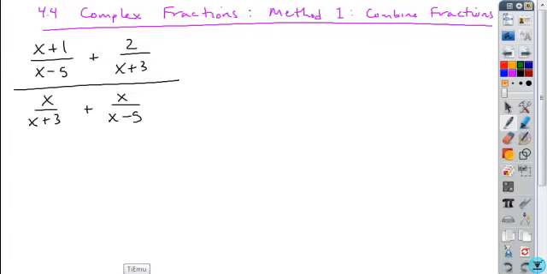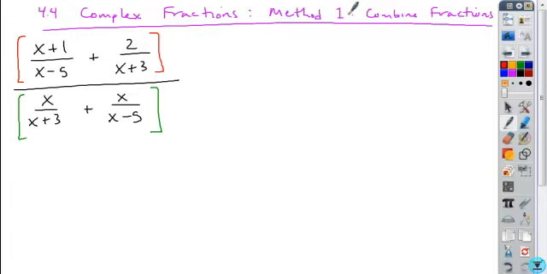Two different methods that you can choose from in order to work with complex fractions. Complex fractions are fractions that have fractions inside of them, so a fraction within a fraction. So here, when you look at this entire expression, we have one fraction over another fraction. So you have this big outer fraction, the complex fraction, and then you have the expressions in the numerator and in the denominator.